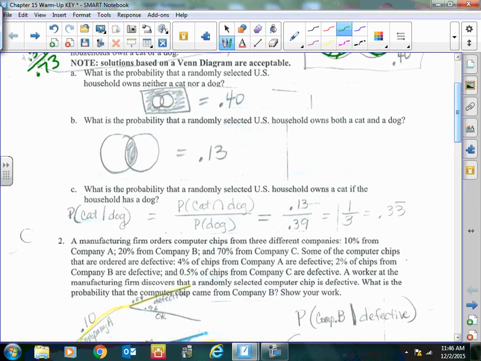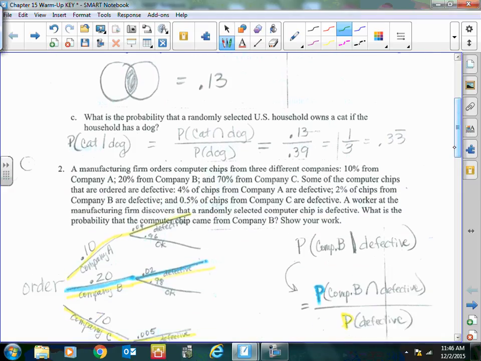So A is 40%, B is 13%, C is 33%, but I want to have you be mindful of if you made a mistake here. If you put 0.34 over 39 for this problem here, that is not correct because you put all of the cats over all of the dogs. You do not put all of the cats over all of the dogs. You have to put the intersection cat and dog. This has to be 13 on top, not 34.